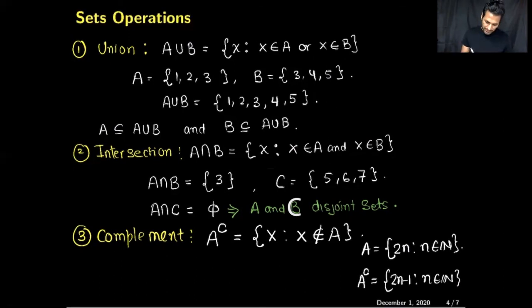There is another definition of a complement, which is defined with respect to the set B. In this definition, we take all the elements which are in A but which are not in B.